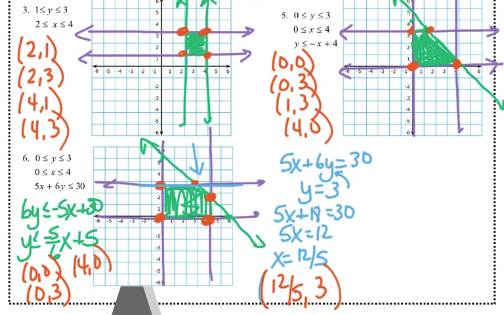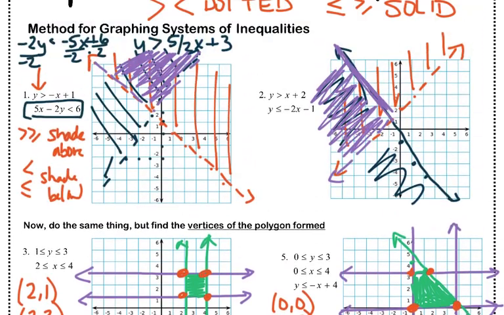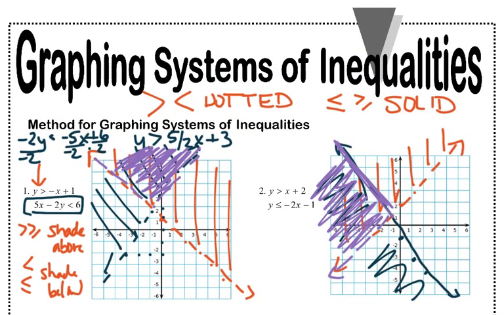Similarly, if I want to find this other point right there, that's again the line 5x plus 6y equals 30, but now it's crossing our vertical line x equals 4. So 20 plus 6y equals 30, or 6y is 10, or y is 5/3. So that ordered pair there is (4, 5/3). So it won't always come out nice. Sometimes you might have to solve a system to find the corners in our graphing of systems of inequalities.